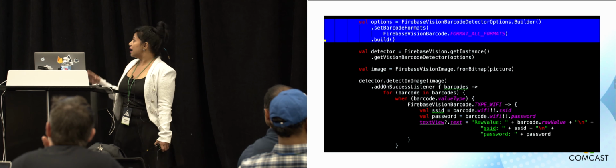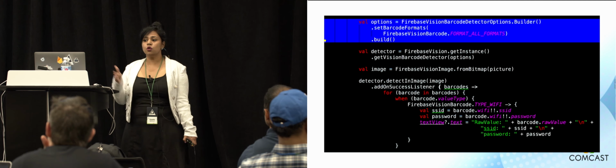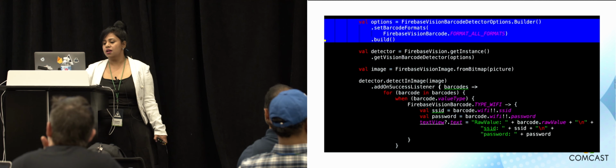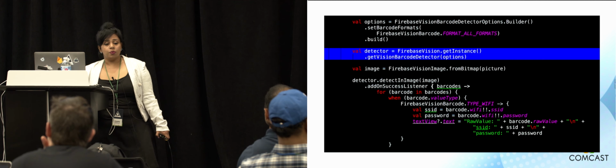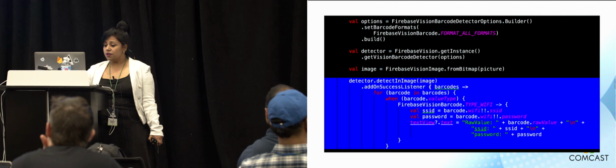So here I'm saying any format, recognize it. But as I said, if your app is only using QR code, you can just set QR code, so it will be more efficient. Then you set those options to the detector. And then here I'm converting my image to a Firebase vision image. And here you can see, it's giving me the barcodes.